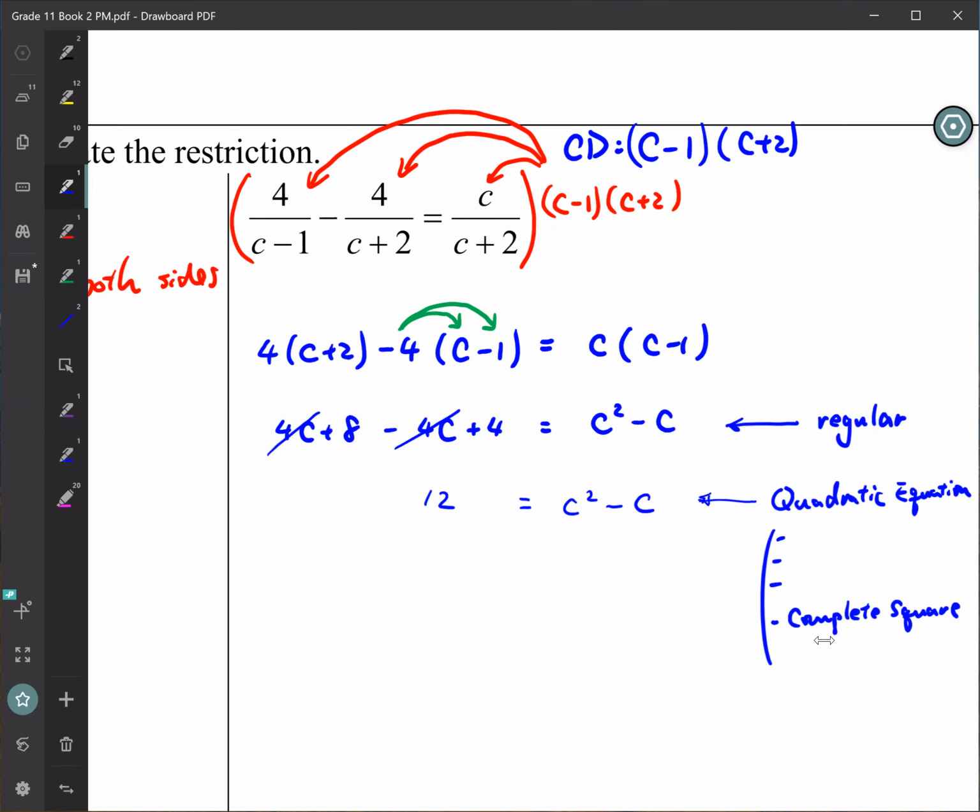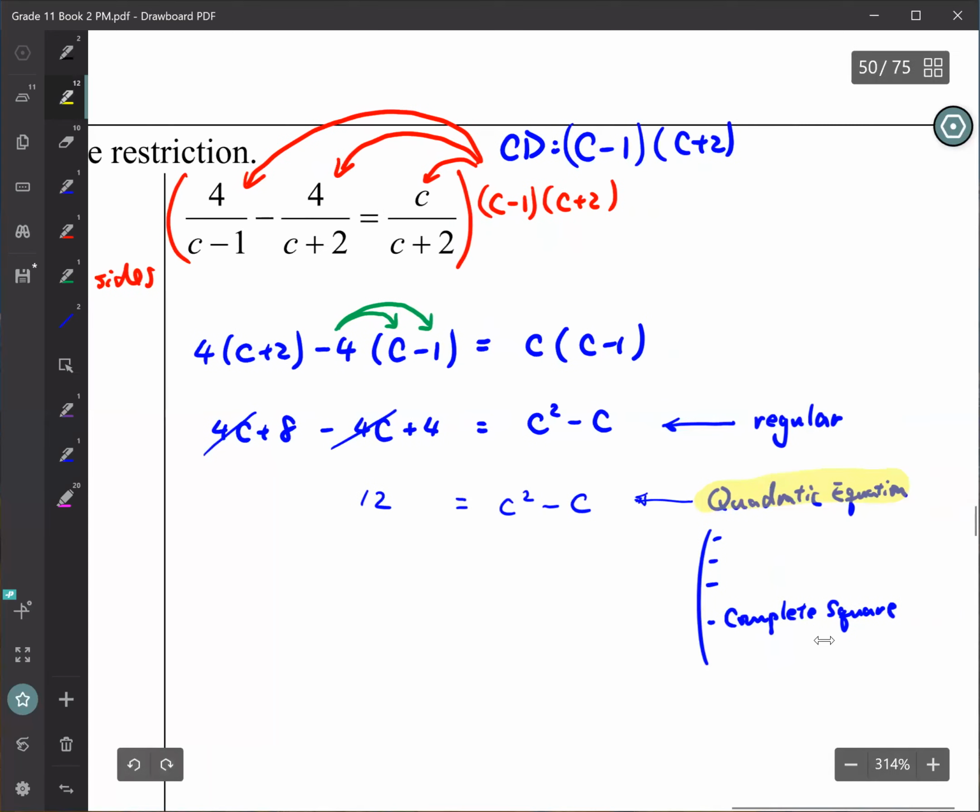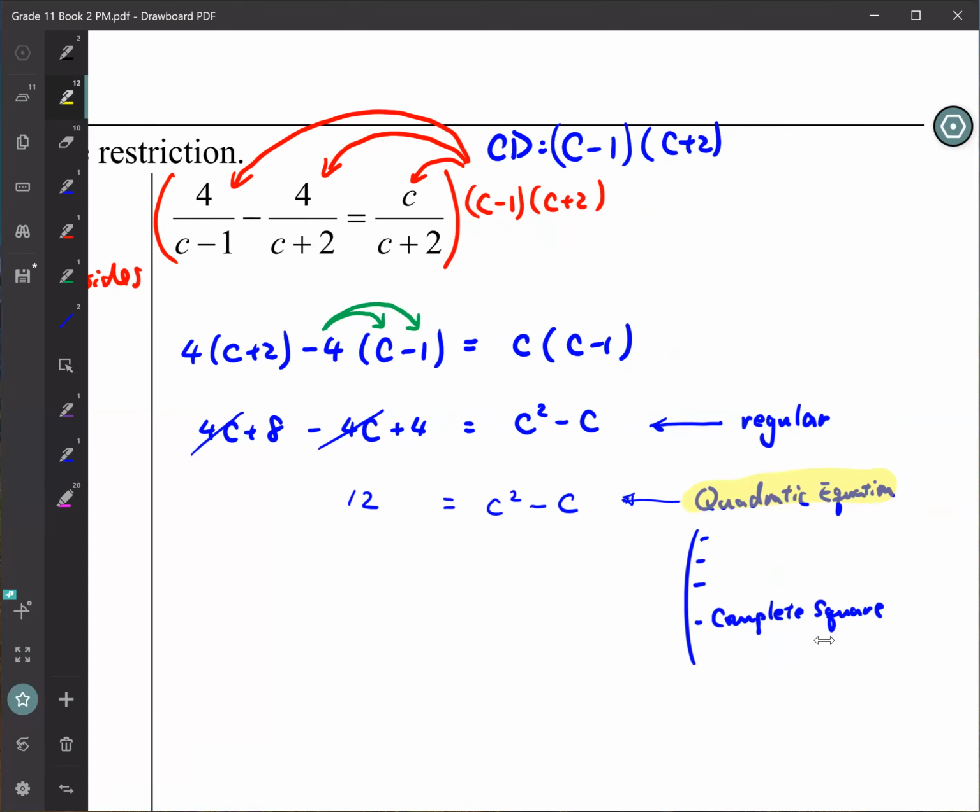Anyone else want to add to the list? What other methods are there to solve a quadratic equation? Is there the cross multiplying one? Cross multiplying, very good. That's one of them. Let me add that in. That's number 2, cross multiply. Anyone else remember the first one and the third one? Factoring? Factoring includes cross multiply, and there's another factoring.